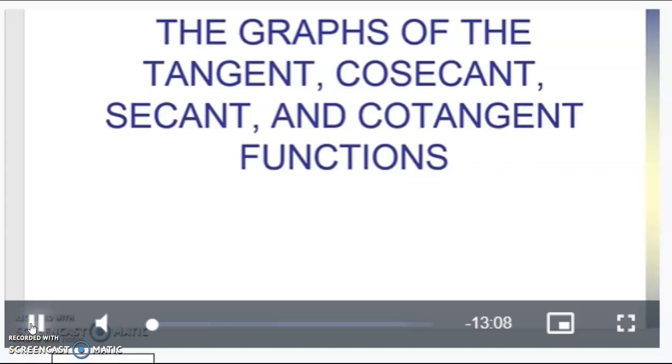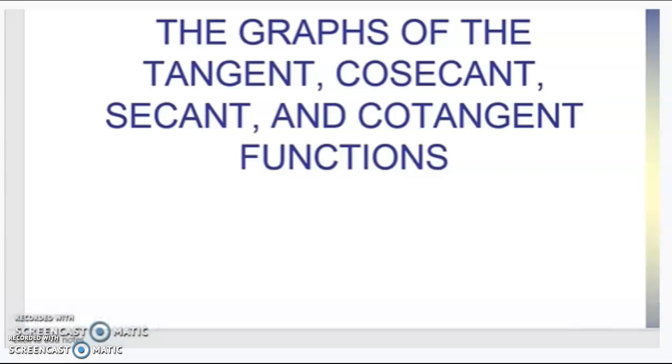Hello, this is Mrs. Thompson, and today we will be talking about the graphs of the tangent, cosecant, secant, and cotangent functions.